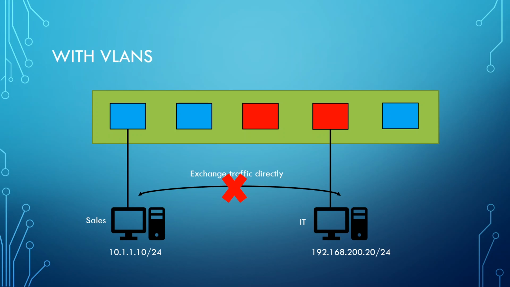So with VLANs, this is what we're doing. We're taking that switch and we're dividing that switch into different VLANs, different IP networks. So in this case, we would assign the sales devices into the blue VLAN and the IT devices into the red VLAN. Now obviously, because they're in different VLANs, it means they're in different IP networks. In this case, the sales VLAN would be part of the 10.1.1.0/24 network. The IT devices may be part of the 192.168.200.0/24 network. Now, the sales devices cannot communicate directly with the IT devices or the devices part of the red VLAN. They would have to go through a layer 3 device.